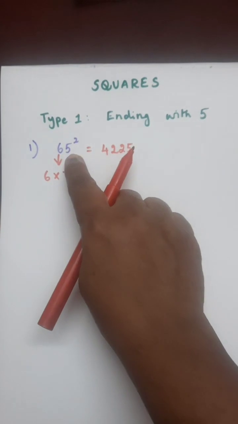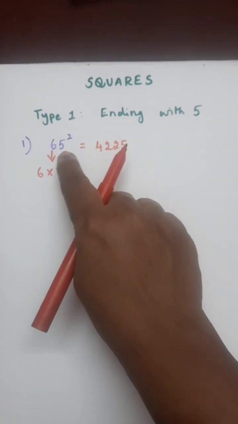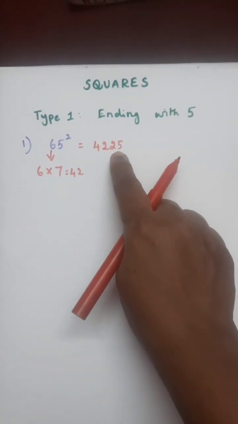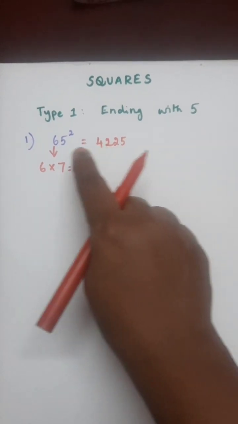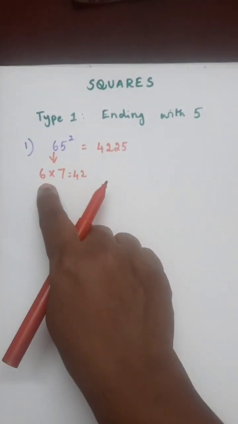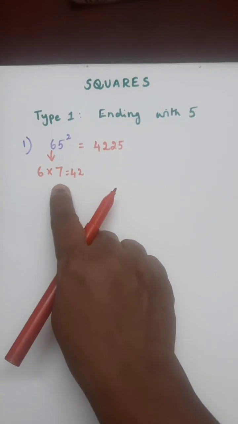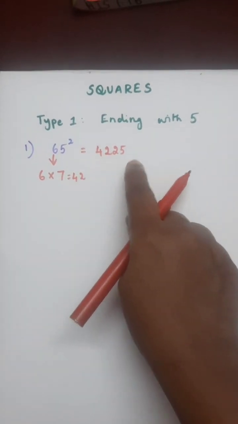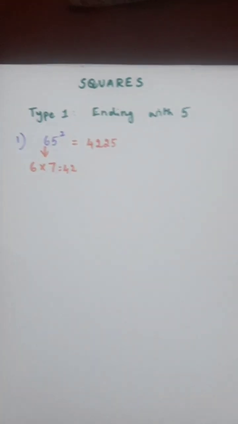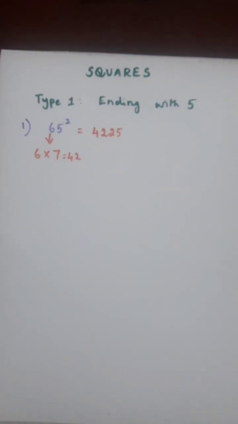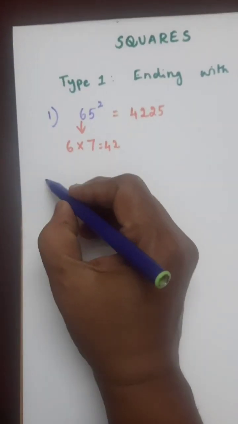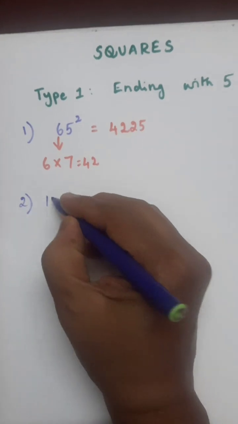If it ends with 5, then the square of 5, that is 25, we write here. Then the previous number multiplied by the next number, 6 into 7, that is 42. 4225 is the square of 65. That's all. Very simple. Now, I'll give you another example.